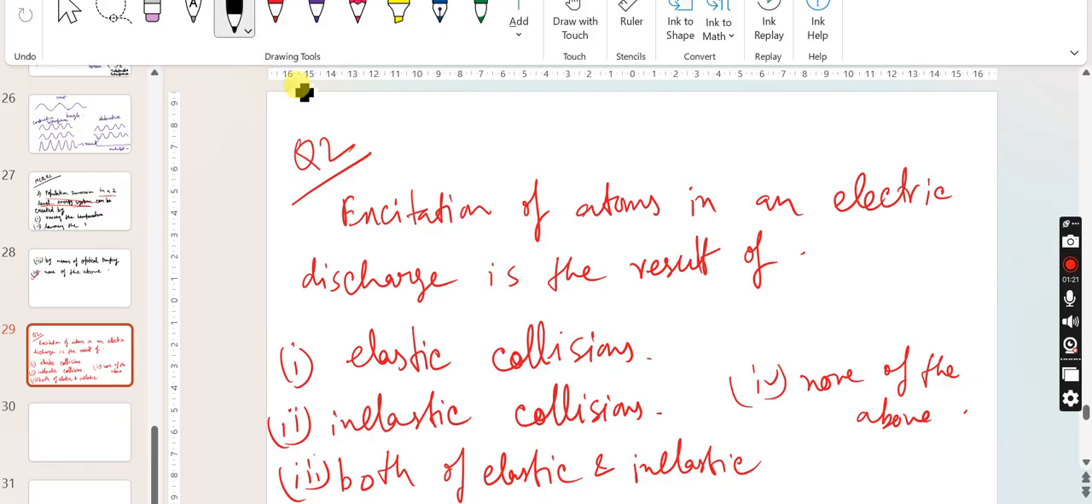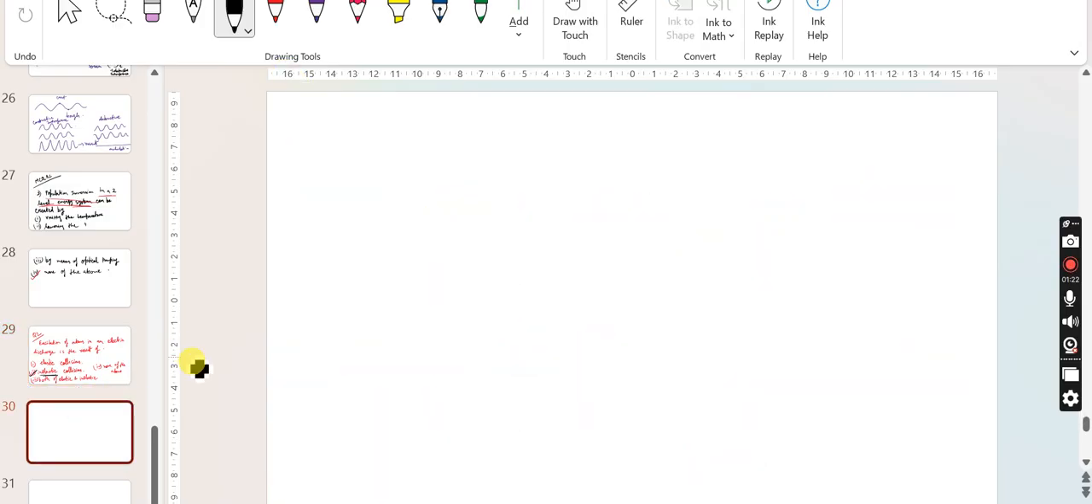So this is because of an inelastic collision. If the electrons give their kinetic energy to atoms, that's how pumping is possible by electrical discharge. So this has to be an inelastic collision.